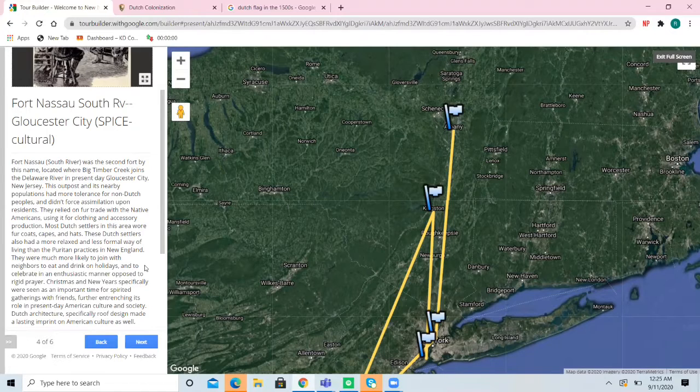Another aspect of their culture was how they went about celebrating holidays. Christmas and New Year's were seen as days to gather and drink with friends instead of the Puritan traditions of going to church and strict prayer. This started an influence of how we celebrate holidays in a more lively and celebratory manner today.